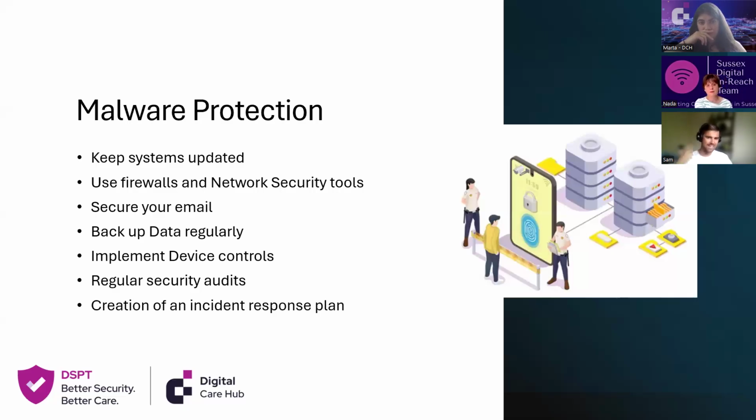We need to be backing up regularly. So if we do have malware that locks down our system or infiltrates our files, we need to be accessing other backups, like we said before, and ensuring they are working. Implementing device controls, running regular security updates, and creating an incident response plan, as we mentioned previously.